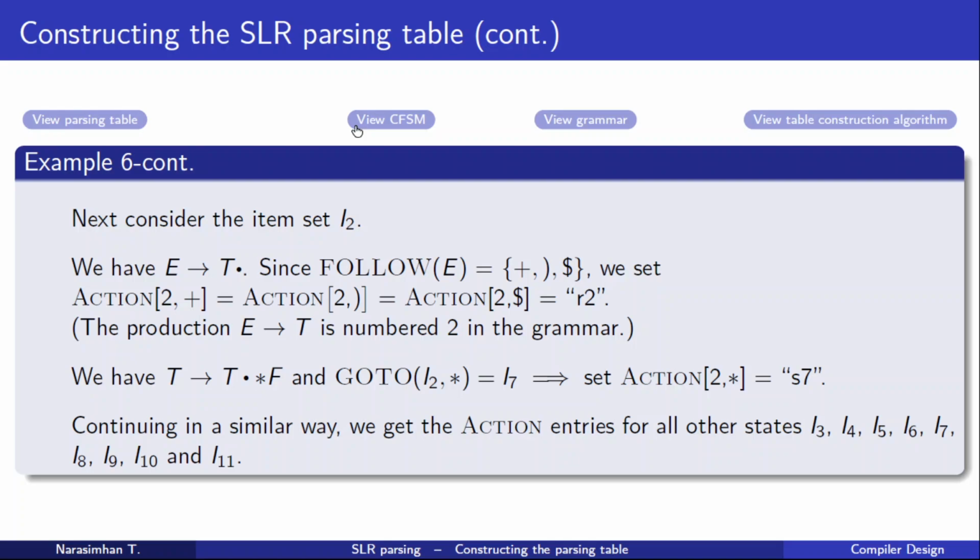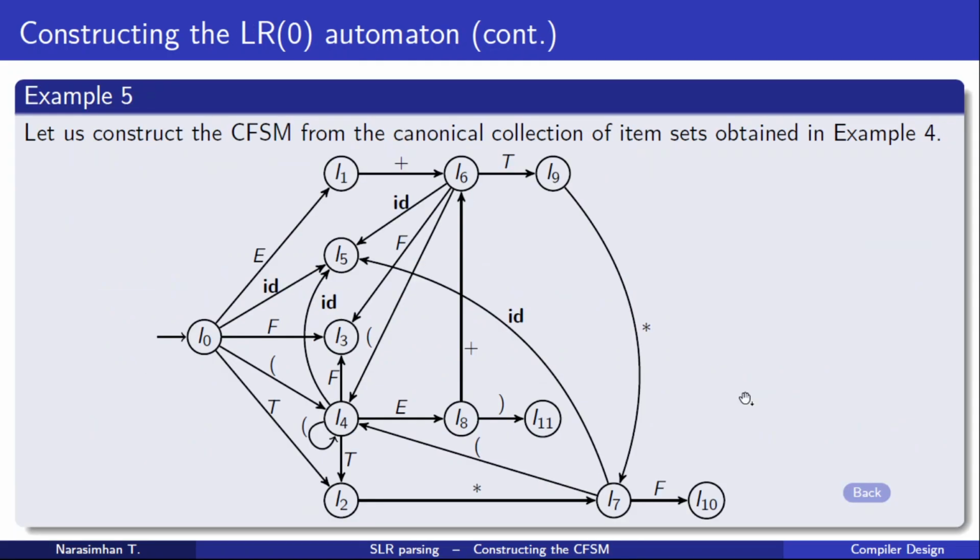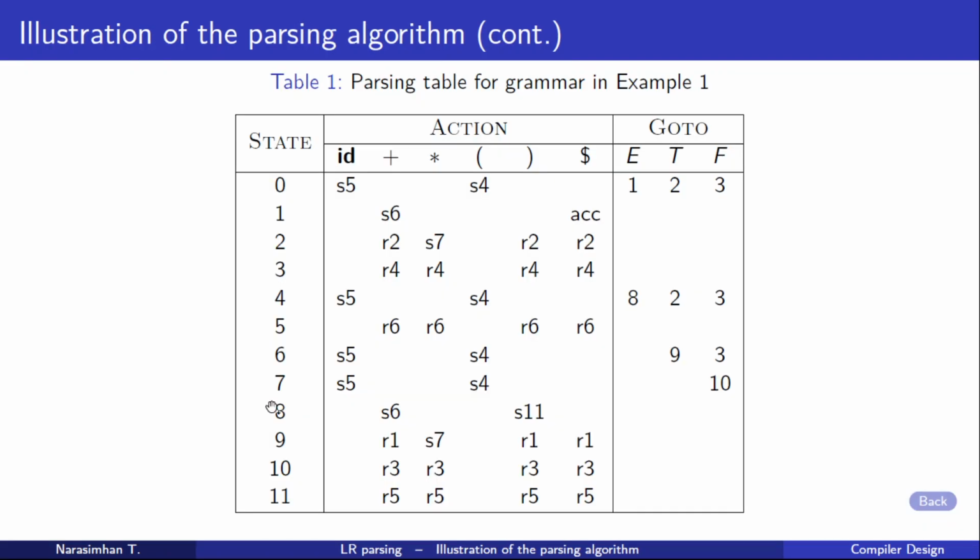Where is I8? Yeah, I8 on right parenthesis is I11, I8 on plus is I6. So the entries will be like this: 8 on plus is S6 and 8 on right parenthesis is S11.